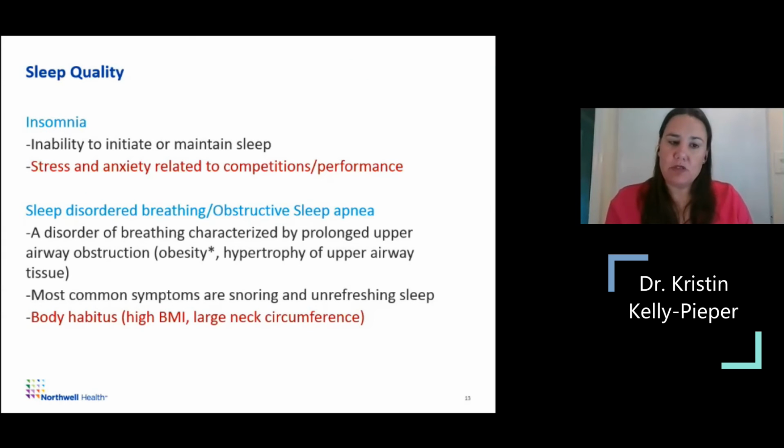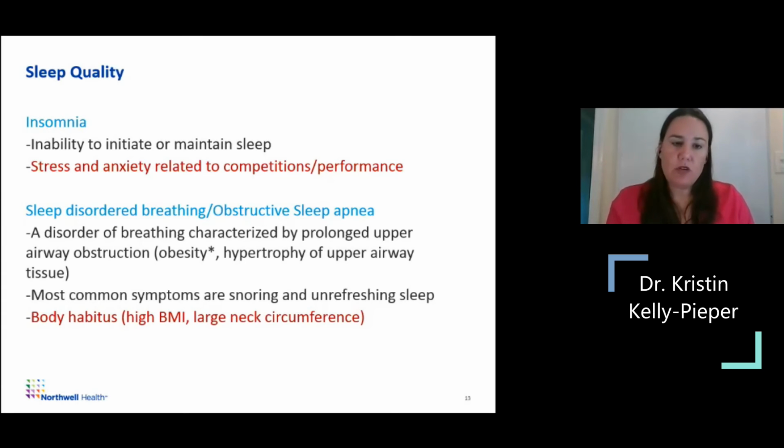So insomnia, which refers to the inability to initiate or maintain sleep, can be a problem. And for our athletes who might have a lot of stress or anxiety related to their athletic performance or upcoming competitions, we can see a tendency towards insomnia.